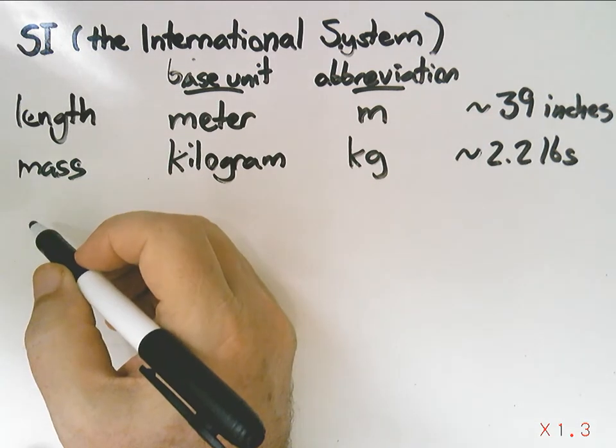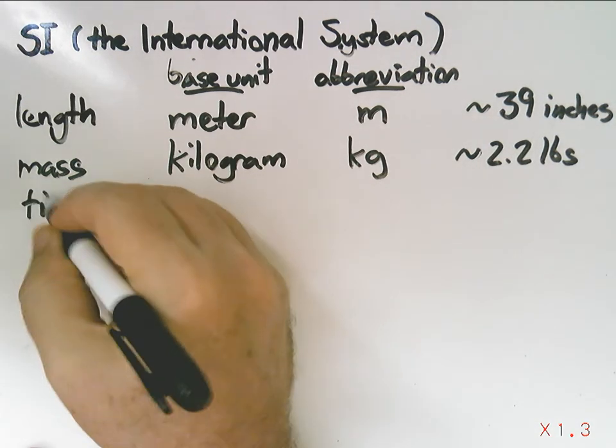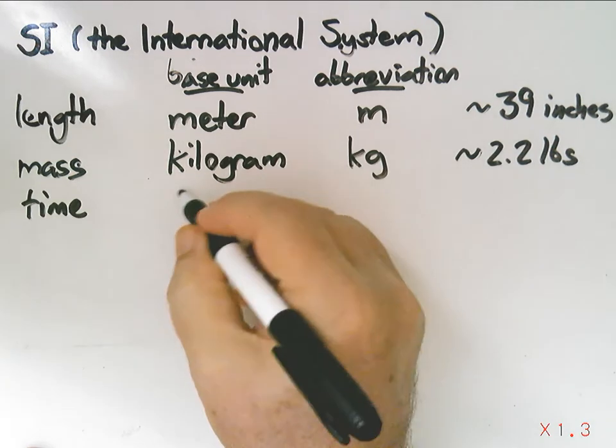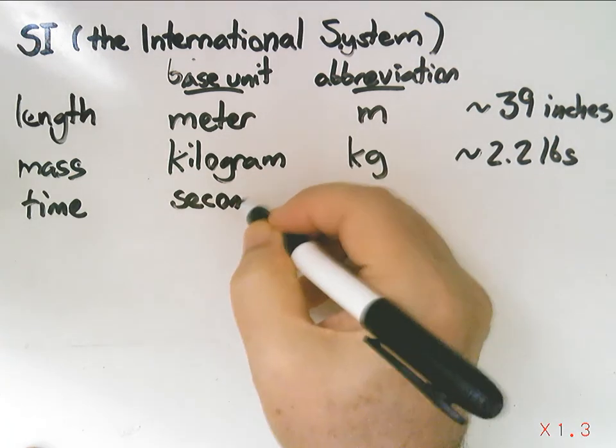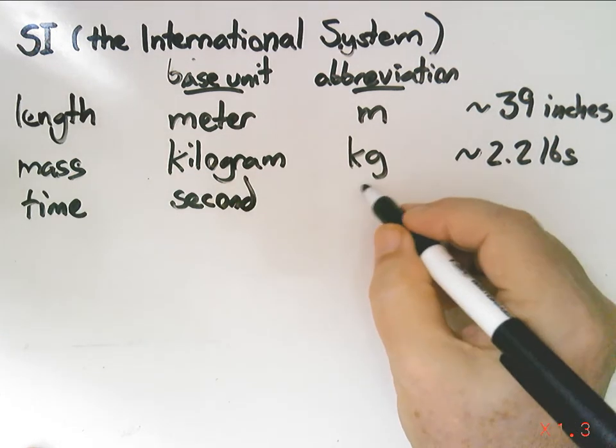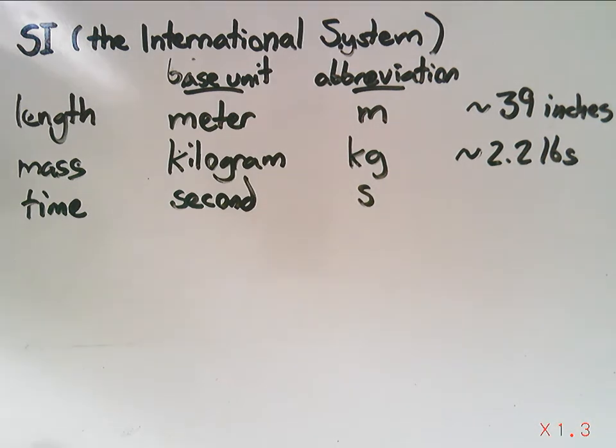Now, what about time? That's a familiar unit, the second. It is an abbreviation S, not SEC. And you know how long that is. And we still do use in science minutes and hours. There are 60 seconds in a minute and 60 minutes in an hour.